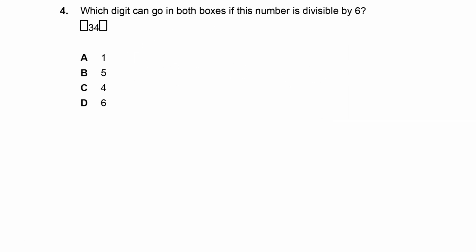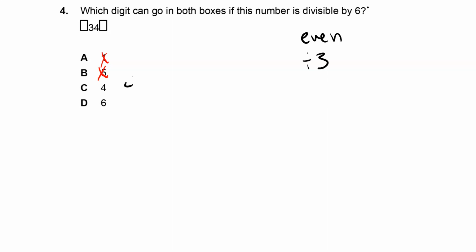Which digit can go in both boxes if this number is divisible by 6? Well, if you think about the 2 rules for divisibility by 6, they have to be even, and it has to be divisible by 3. So the first thing we can do is look at the numbers and say, well, if 1 has to go in both places, then clearly 1 is not an even number. So 1 will not work. Same problem for 5. 5's not an even number, so it can't go in that last position. Therefore 5 won't work either. That leaves us with 4 and 6. So let's try putting those 2 numbers in.